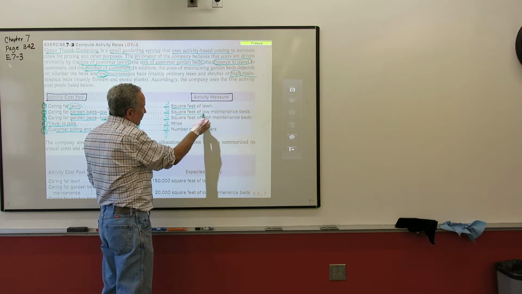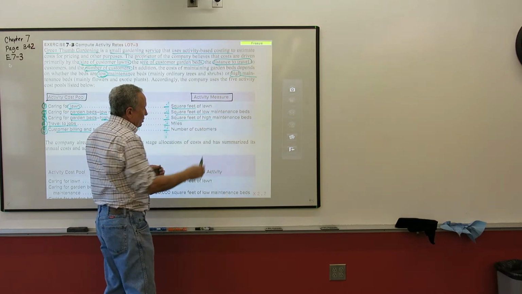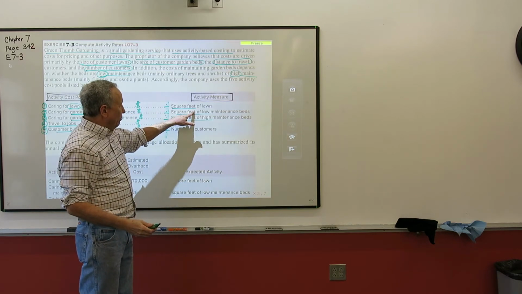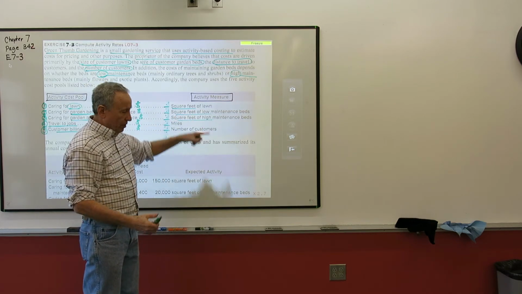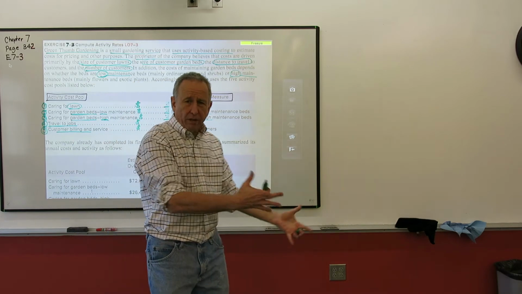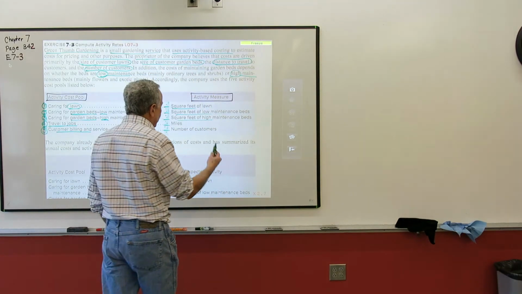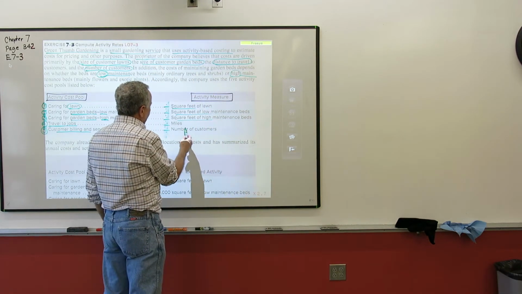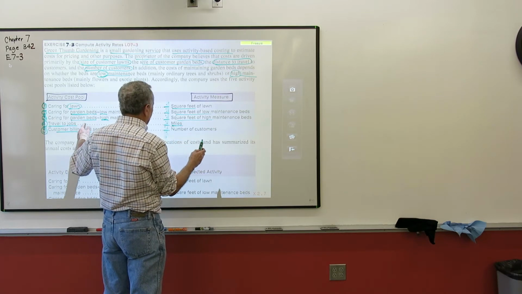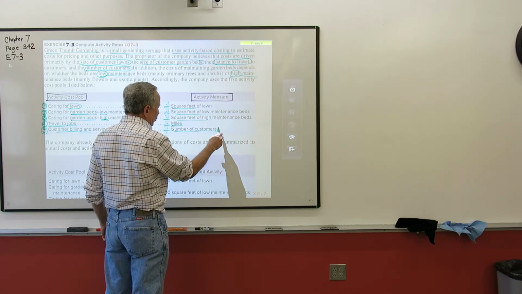Square feet of low maintenance, square feet of high maintenance. Still, do you see though, the bigger the garden bed? Now you do have to differentiate when you get there. You have to say, is this an easy garden bed or is this a hard garden bed? You have to do that, meaning the owner. And then miles, that makes sense for travel to jobs. And number of customers, this is crummy.